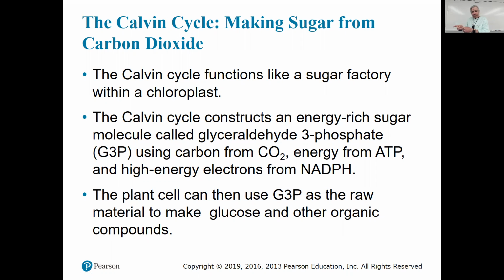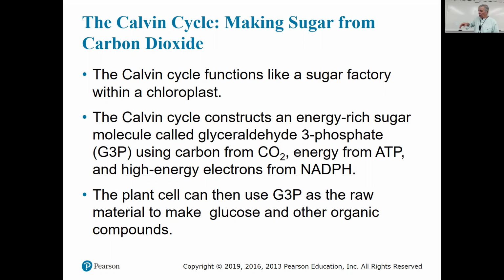Where do the ATP and the NADPH come from? This is something you could be asked about on the exam. It is the function of the light reactions to make a lot of ATP and a lot of NADPH carrying high energy electrons. And they're going to go over to the Calvin cycle.